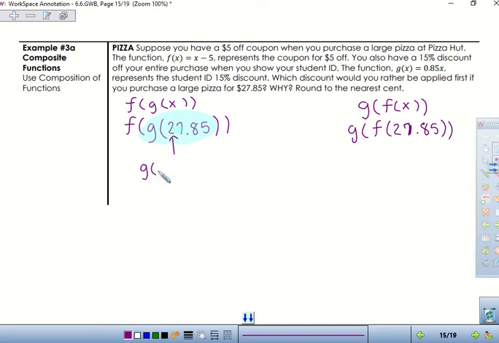Yeah, so I'm going to take the g of x function. I don't need to write all of that out. I can take the g of x function, and I'm going to replace x with 27.85. And whatever I get when I do that is going to be what I'm taking f of. So 0.85 times 27.85. So that gives me approximately 23.67.